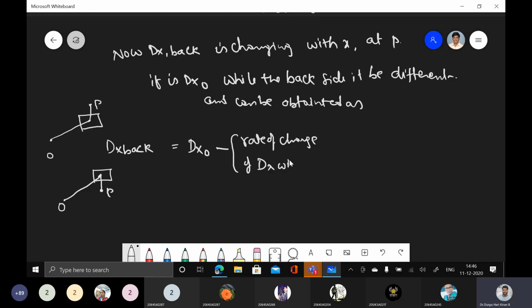dx with respect to x multiplied by distance of surface from P.